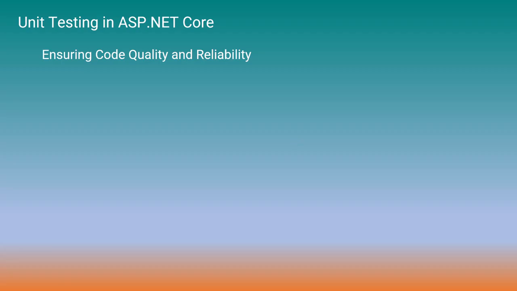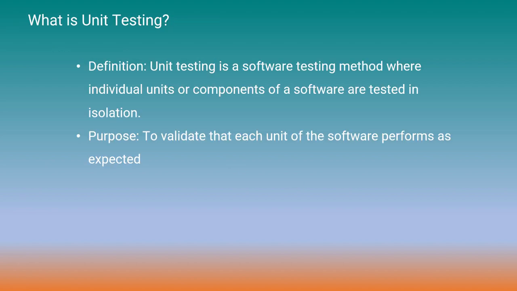Welcome to the presentation on unit testing in ASP.NET Core, where we will explore how to ensure code quality and reliability through effective testing practices. Unit testing is a software testing method that focuses on testing individual components or units of a software application in isolation. The primary purpose of unit testing is to validate that each unit performs as expected.